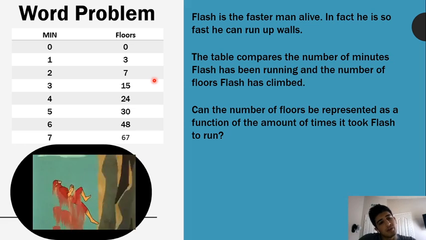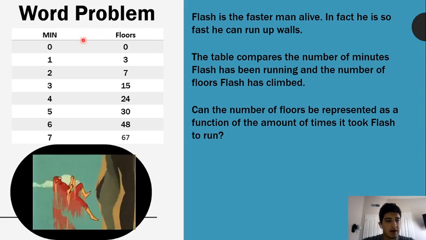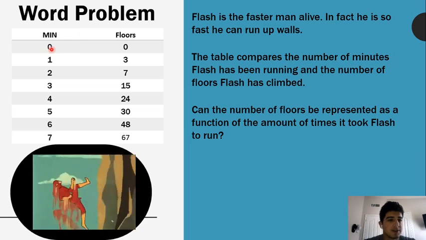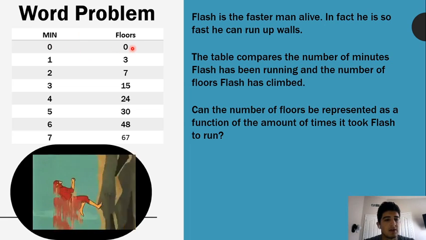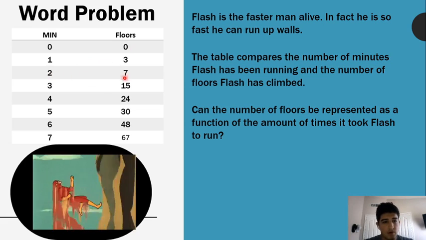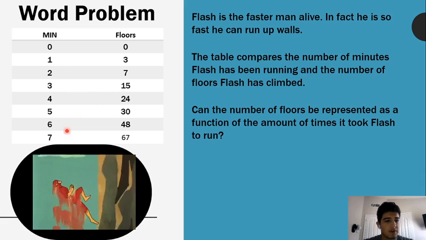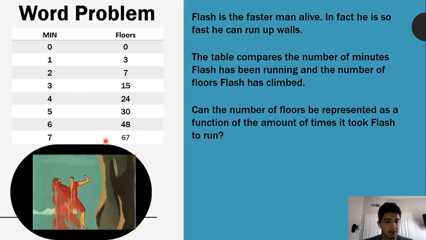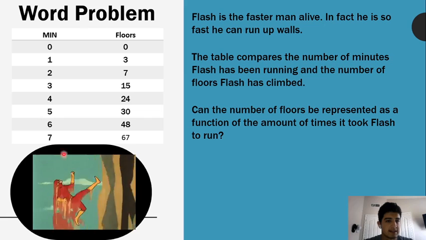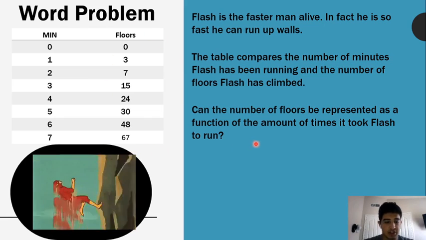So remember, let's go through our steps. Let's identify what is x and what is y. This is our x, this is our y, right? Because the minutes are independent, and this is how many floors. At 0 minutes, he ran up 0 floors. 1 to 2, 2 to 4, 3 to 15, 4 to 24, 5 to 30, 6 to 48, 7 to 64. We can start seeing that every single one of these x's has only one y. So therefore, it is a function.